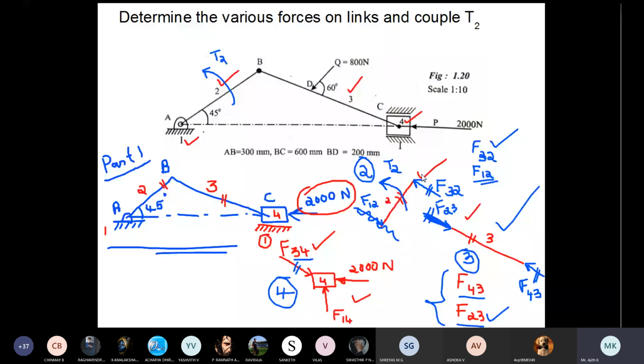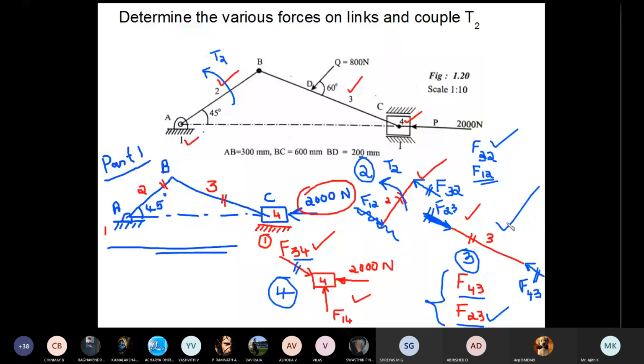So after plotting this individual diagram, next step you have to plot the force polygon. You have to plot the force polygon for link number 4, link number 3, and link number 2. But which one to start with? Can you explain link number 3 again? I am a little bit confused. I cannot understand that one properly.